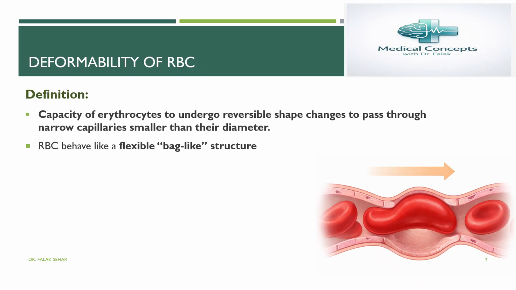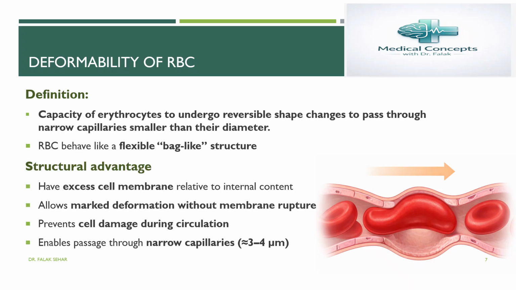Deformability refers to the ability of the red blood cells to undergo reversible shape change so they can pass through capillaries that are even smaller than their own diameter. Functionally, red blood cells behave like a flexible bag-like structure rather than rigid cells. This property is possible because red blood cells have excess membrane relative to their internal volume, which allows them to undergo significant deformation without rupturing.